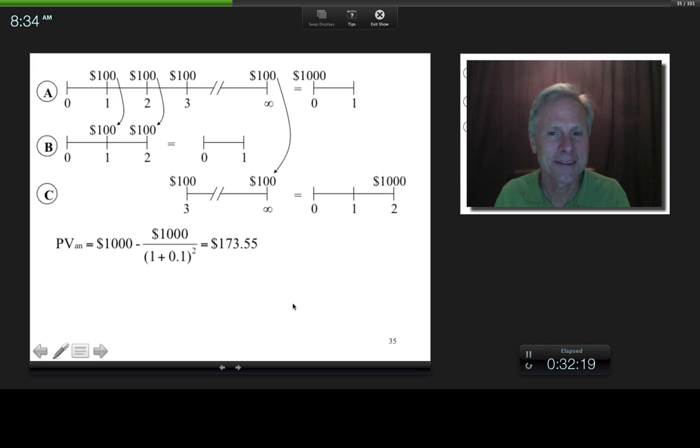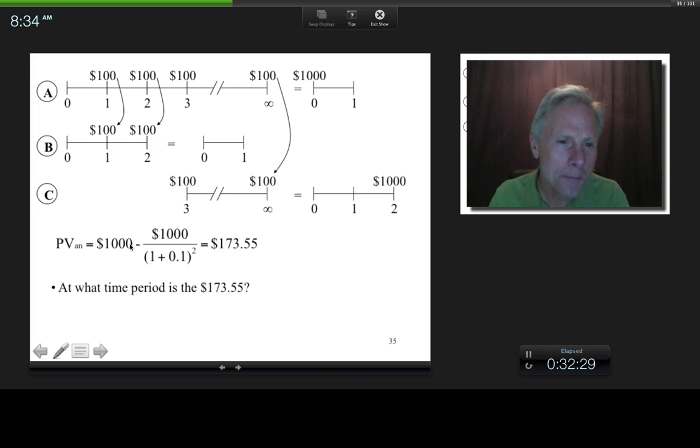$173.55. So here's my question. For what time period is that 173.55 true? Well, what time period is this guy in? 0, right? And what about this guy? Bring it back to 0. That's 0, right? So if I subtract a time 0 value from a time 0 value, what do I end up with? A time 0 value.